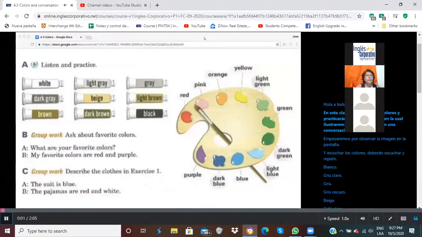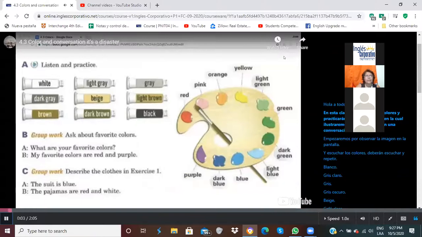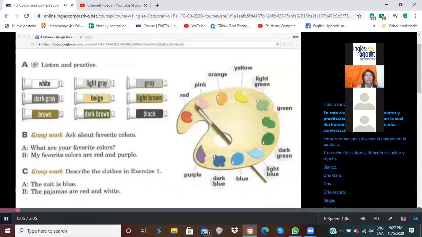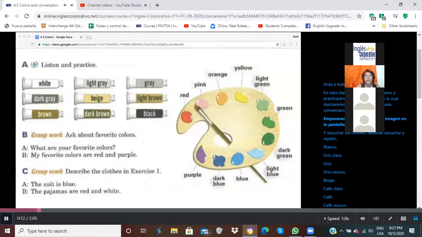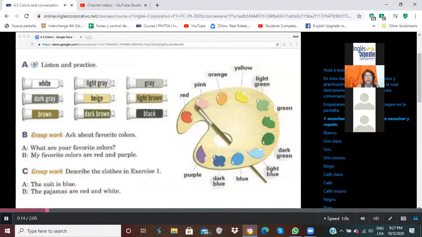Hi, everyone. In this class, you'll learn the colors and you will practice a conversation which illustrates how this topic is used in a real conversation. Let's start by looking at the image on the screen and listening to the colors. You should listen and repeat.